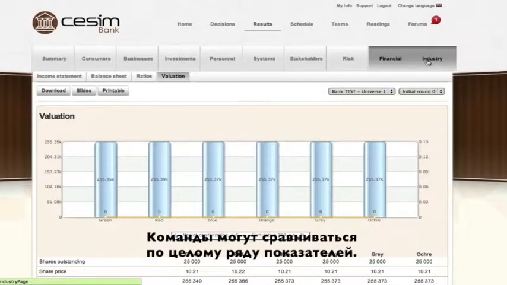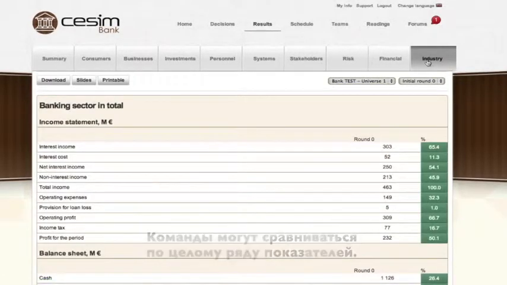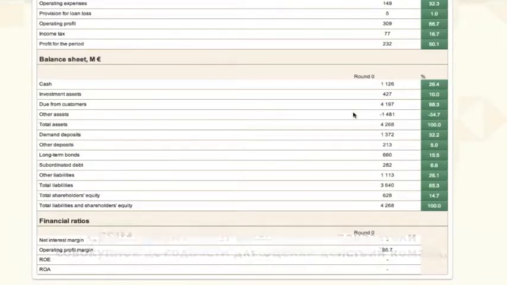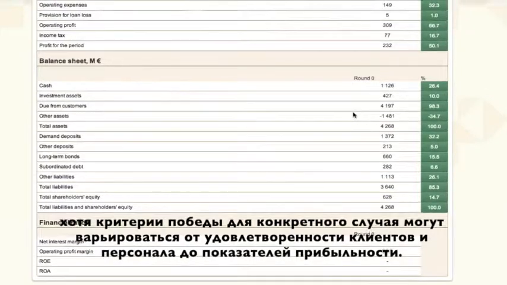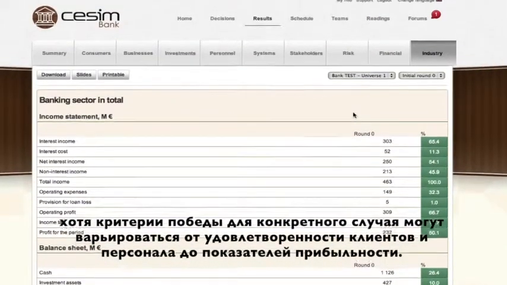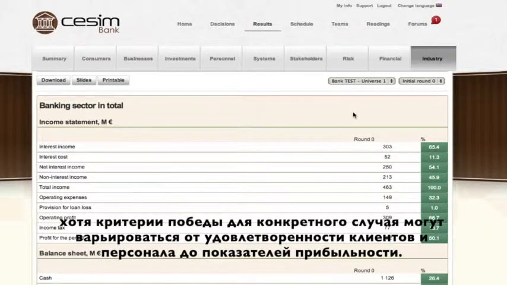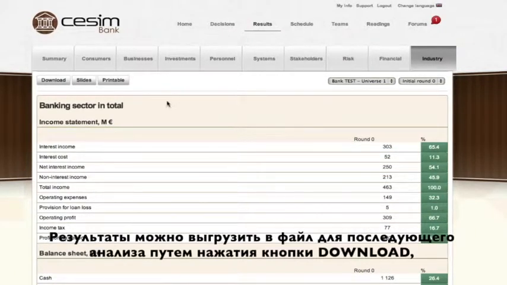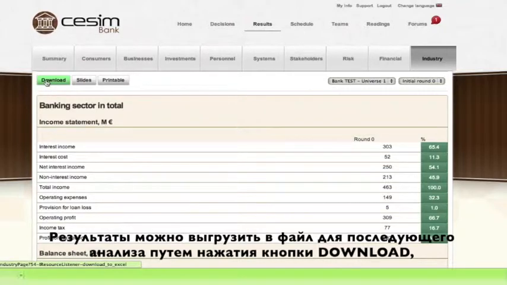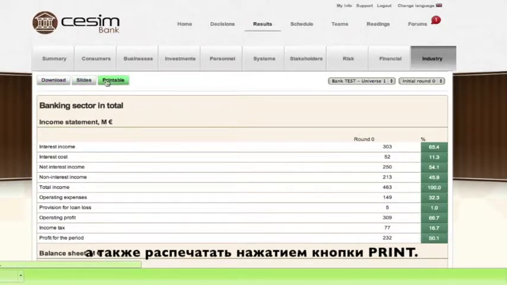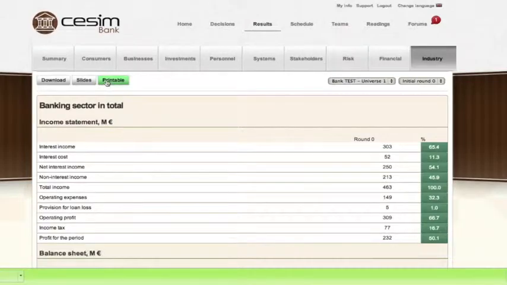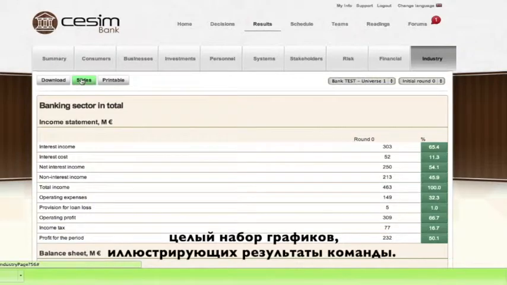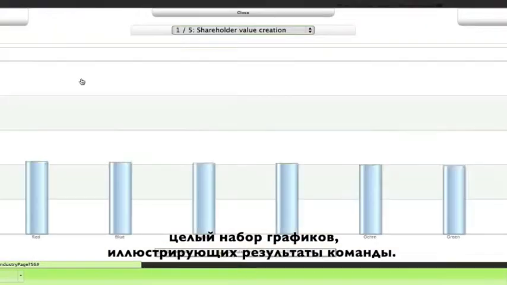The teams can be benchmarked in a variety of metrics, and while we endorse using cumulative total shareholder return, choosing the winning criteria is left to the instructor's discretion. Anything from customer and personnel satisfaction to net interest margins and cost-to-income ratios are available. Results can be downloaded to a spreadsheet for further analysis by clicking Download, and the printer-friendly version can be accessed using the Printable button. A slideshow of results can be accessed here and includes an array of charts and graphs detailing various aspects of the team's performance.